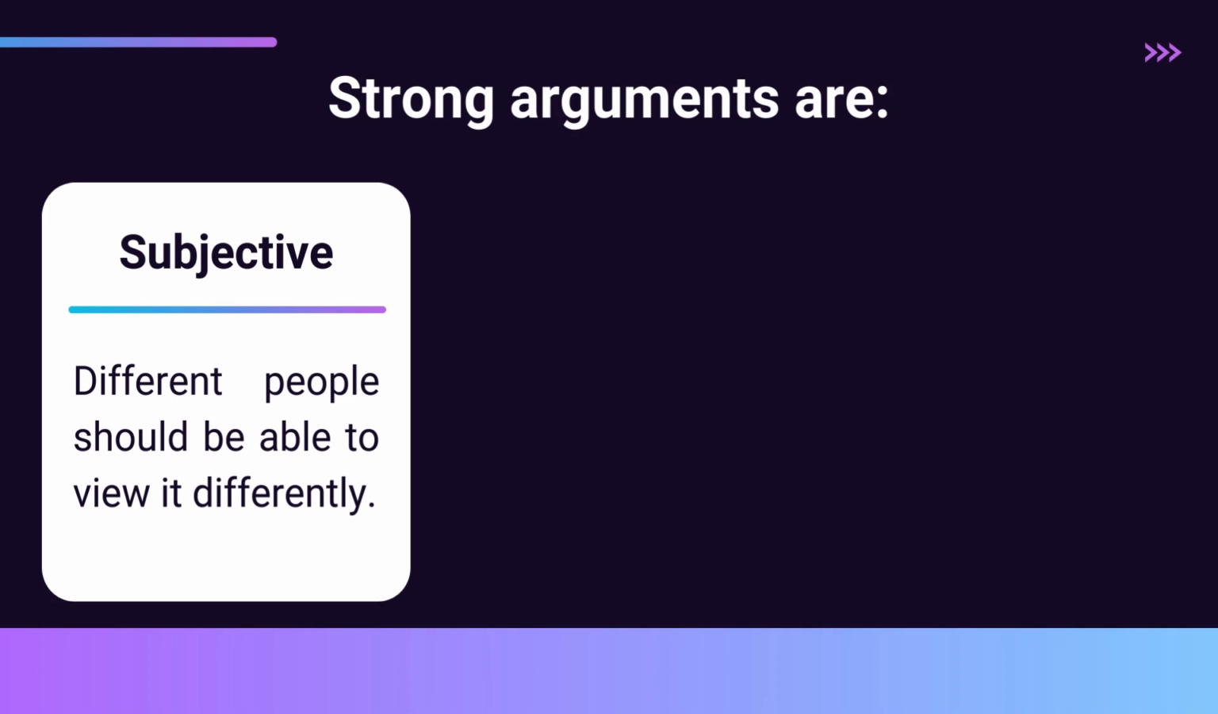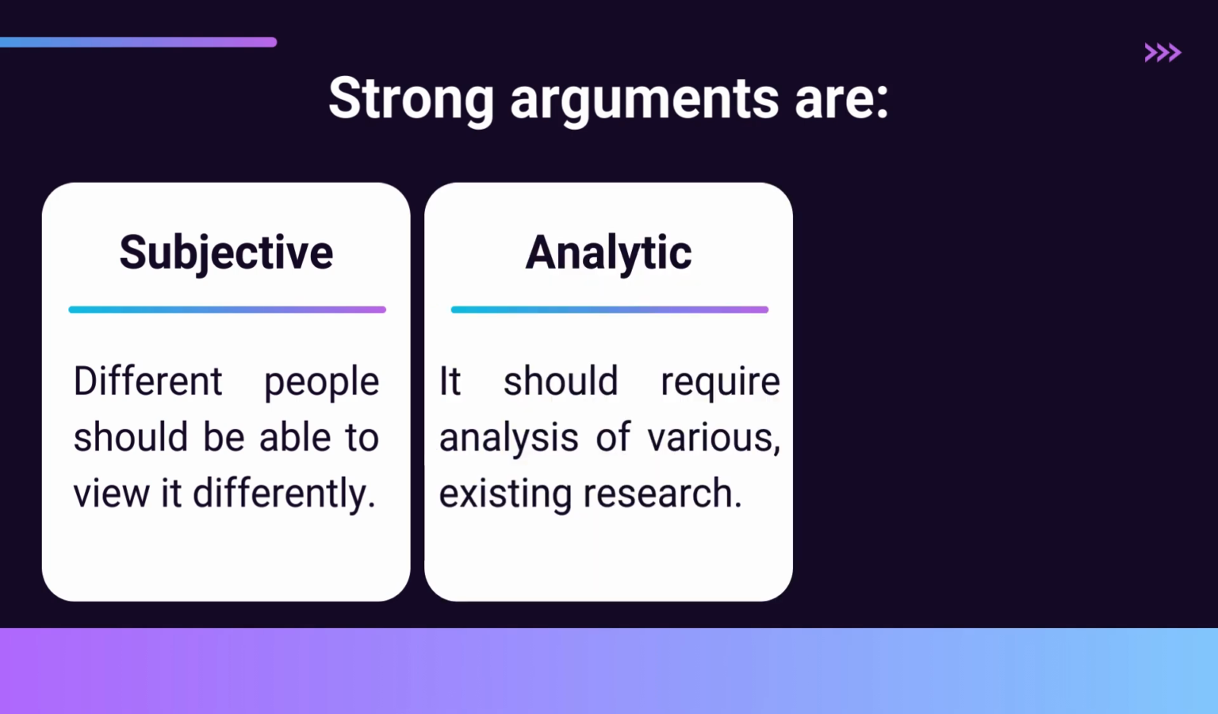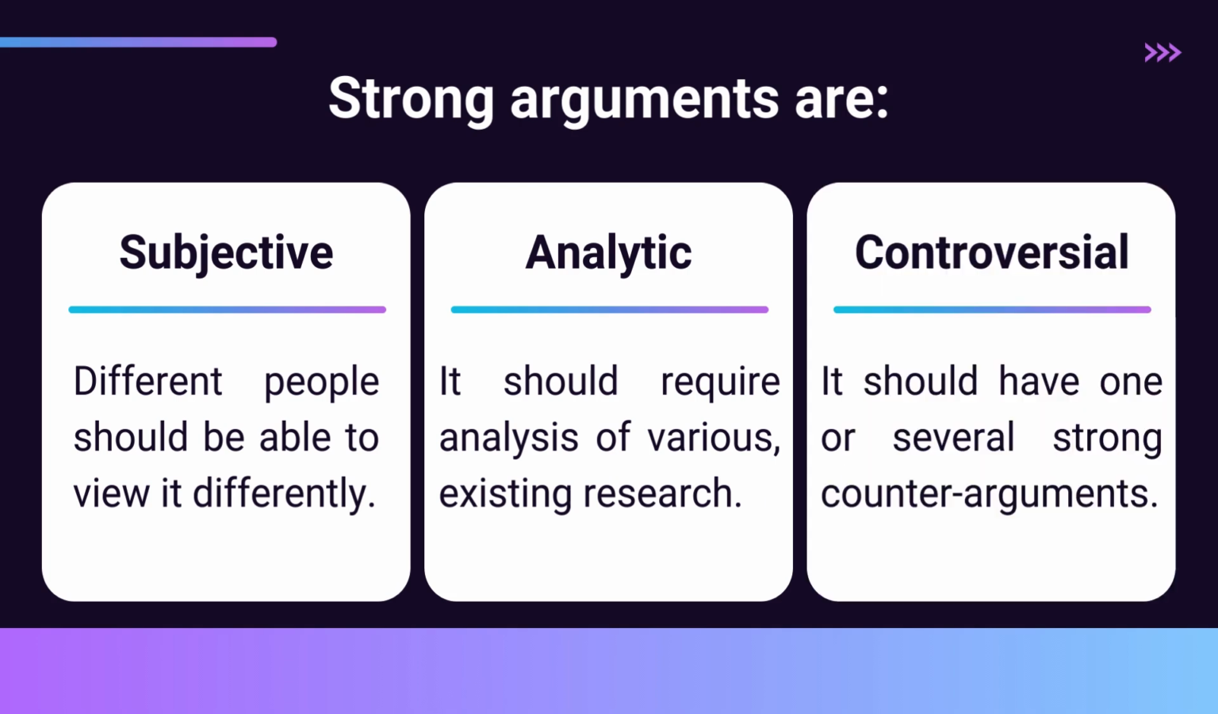A strong topic for an argumentative essay should be subjective. That is, different people should be able to view it differently. It should also be analytic. It should require an analysis of existing research. And it should be controversial. It should have a strong counterargument. Instead of broad claims, focus on specific impacts or solutions.